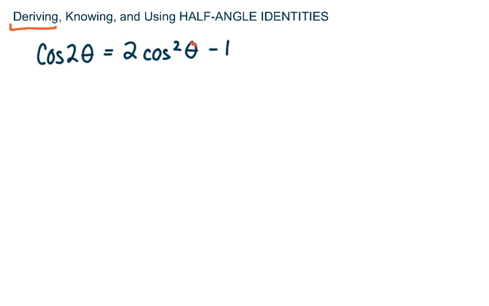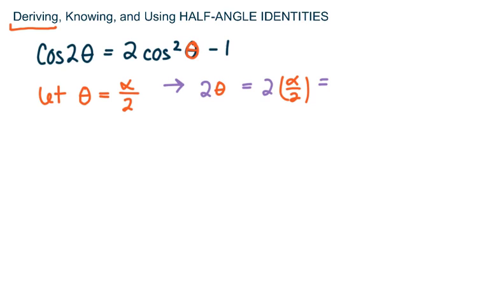So what I'm going to do is take this theta and refer to it as half of an angle. So I'm going to say let theta equal alpha over 2. And if that's the situation, what is that going to do for 2 theta? Well, that would mean that 2 theta is 2 times alpha over 2, or 2 theta would just be equal to a singular alpha. So I'm going to sub in that alpha over 2.